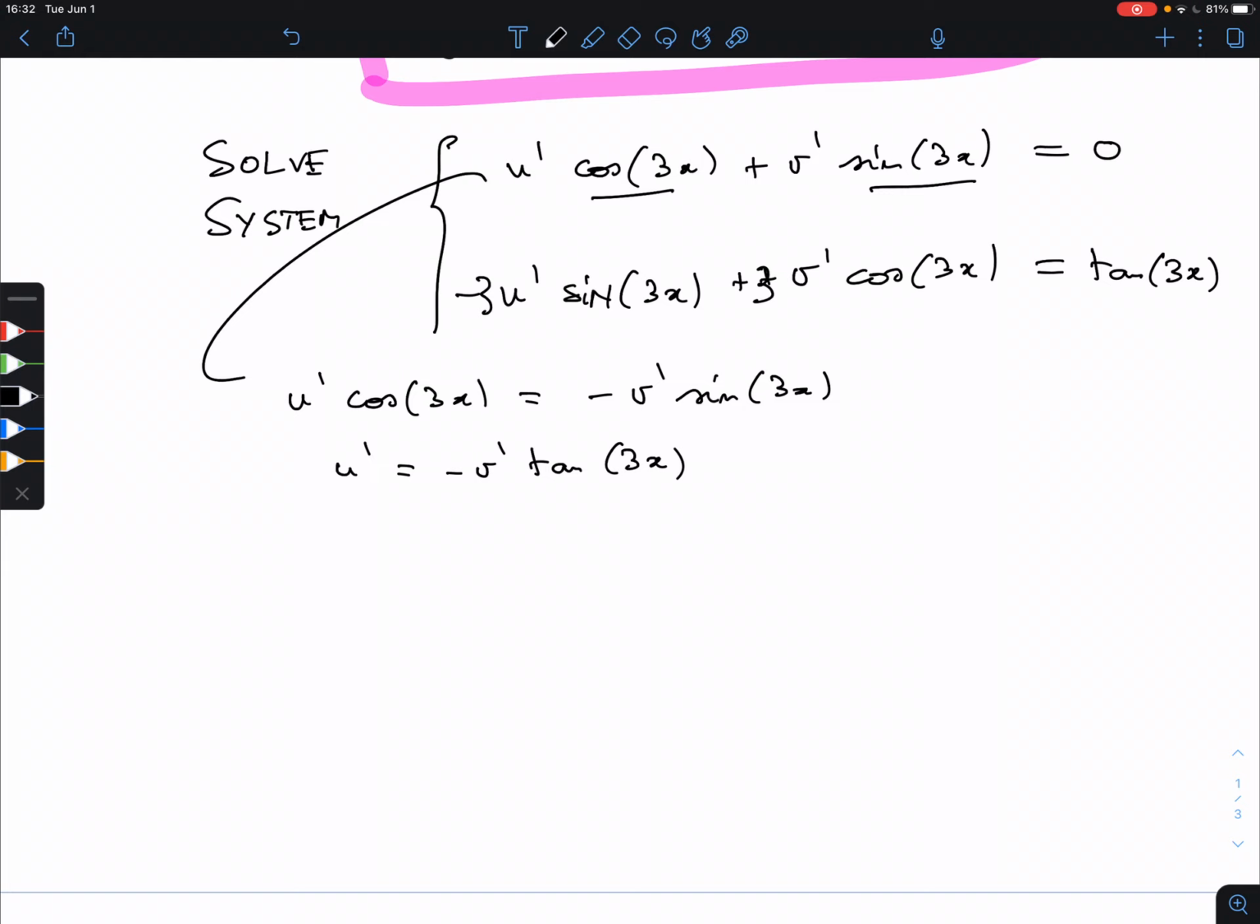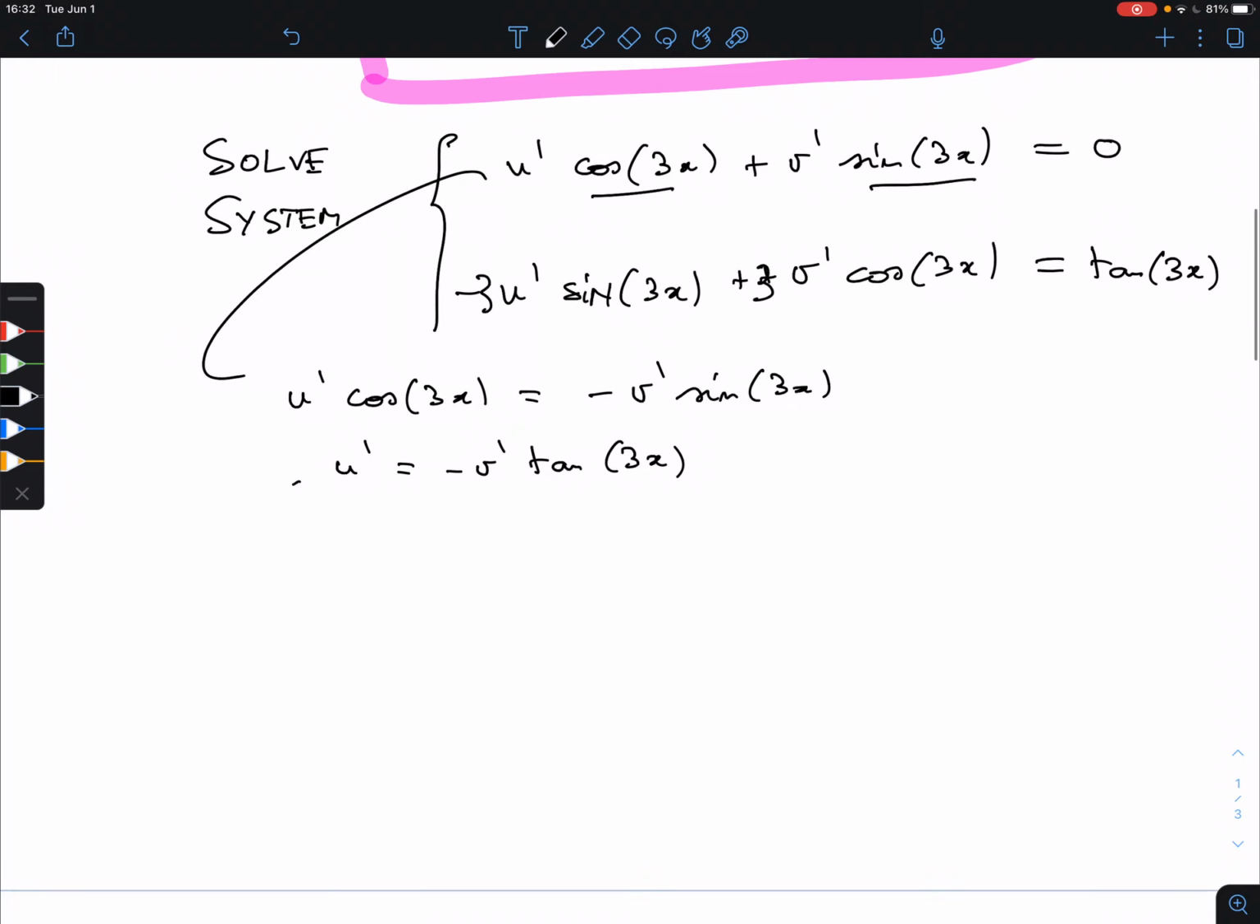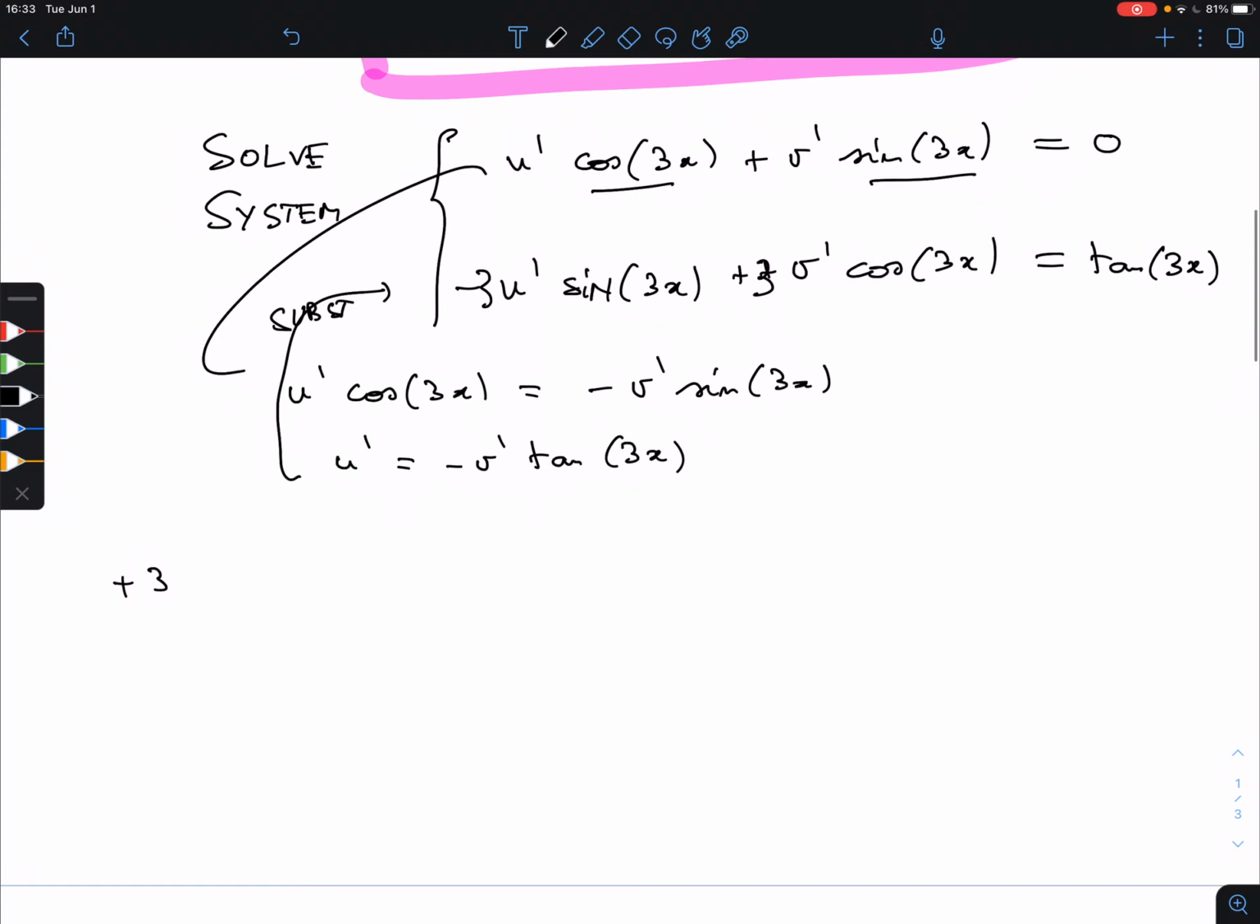So I solve this equation, and then we substitute here. We get minus 3 times u prime, which is minus 3v prime tangent 3x, times sine 3x, which is actually, well, okay, let me write for the moment tangent 3x, plus 3v prime cosine 3x, right, that is just that one, equals tangent 3x.